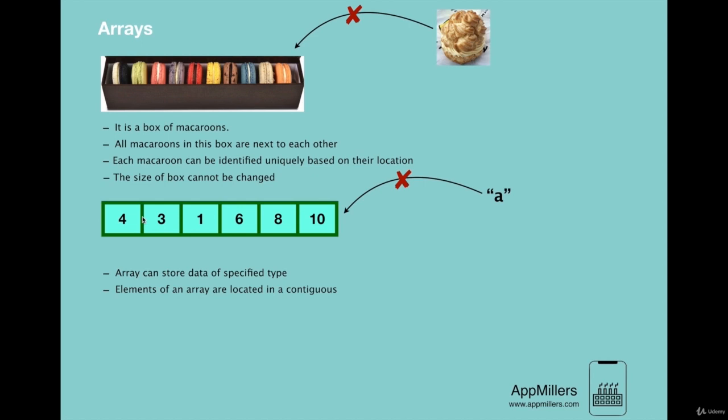The next property is that each element of an array has a unique index. As we have unique locations for these macarons, we have unique indexes for each element of the array.